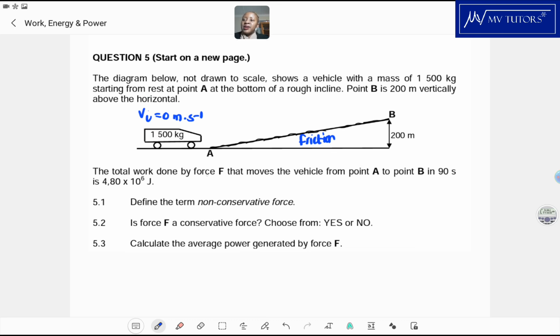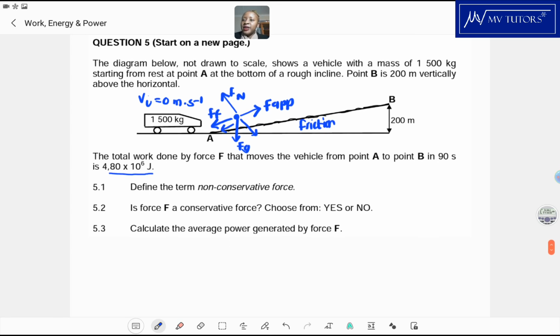Now the total work done by force F that moves the vehicle from point A to B in 90 seconds is that. If you were to draw a free body diagram, you'd know that is your applied force, your friction force is acting in that direction, and you have the force of gravity as well as your normal force. You'd have to put FG in its components, but they're not asking for that, that was just for extra info.